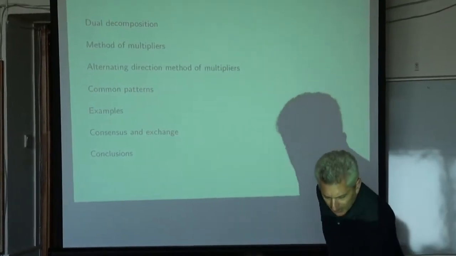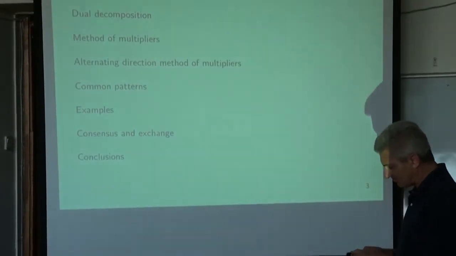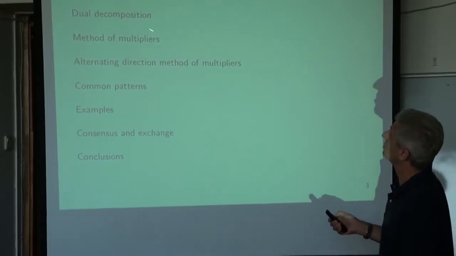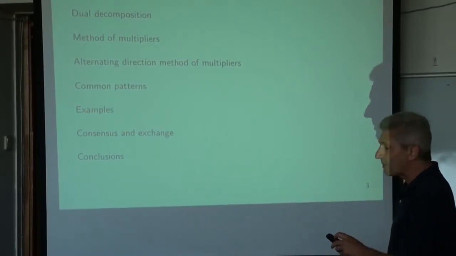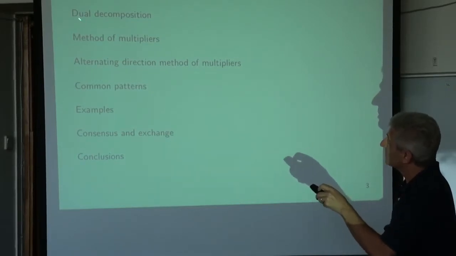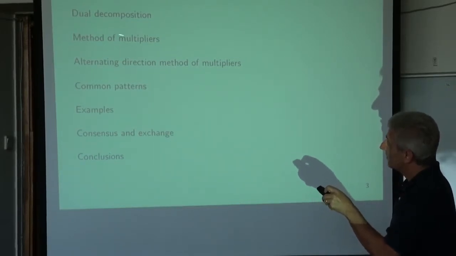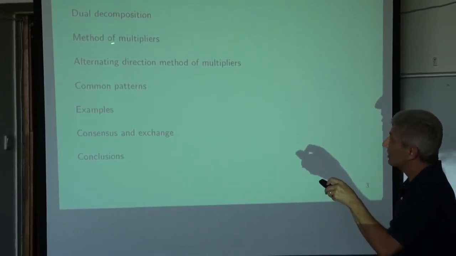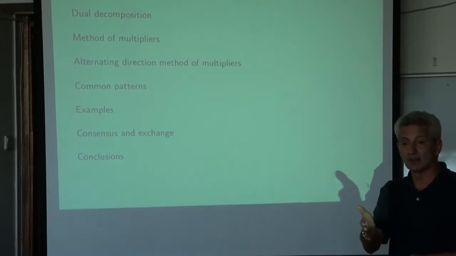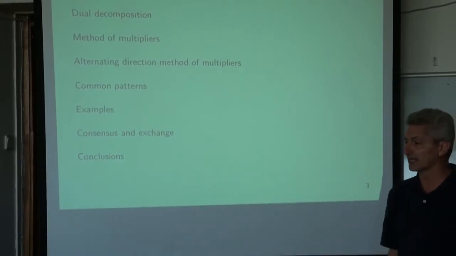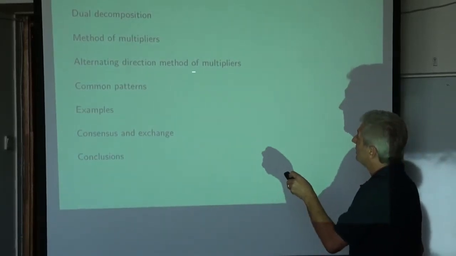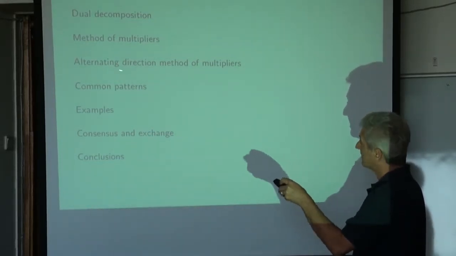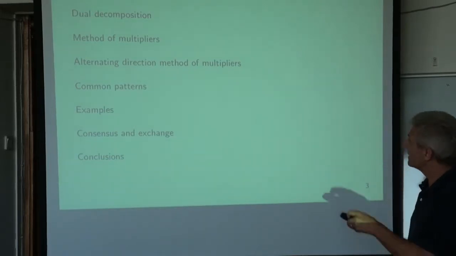I'll first talk about dual decomposition. This is a very old idea. I'll go back and do the history. So first we'll do dual decomposition, then we'll get the method of multipliers. This is just a historical precursor, so you understand it all, and I put everything in a historical context. Then we get to the alternating direction method of multipliers, which is an operator splitting method. And then, that's it.